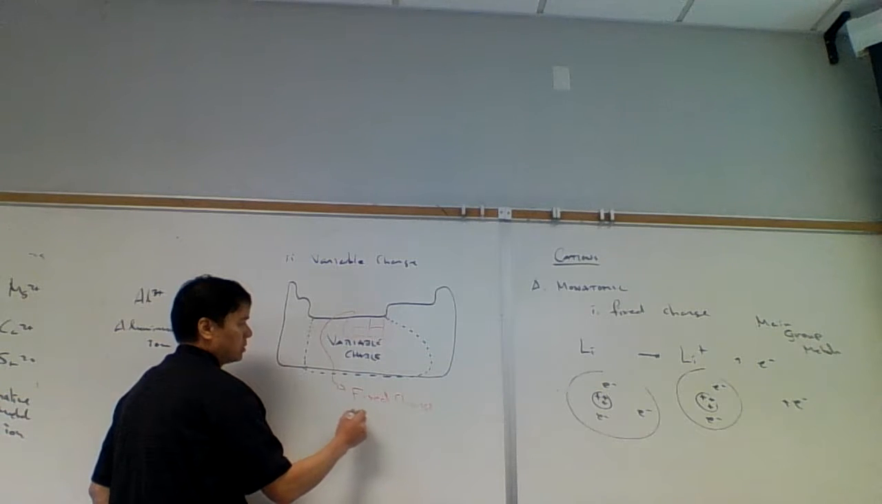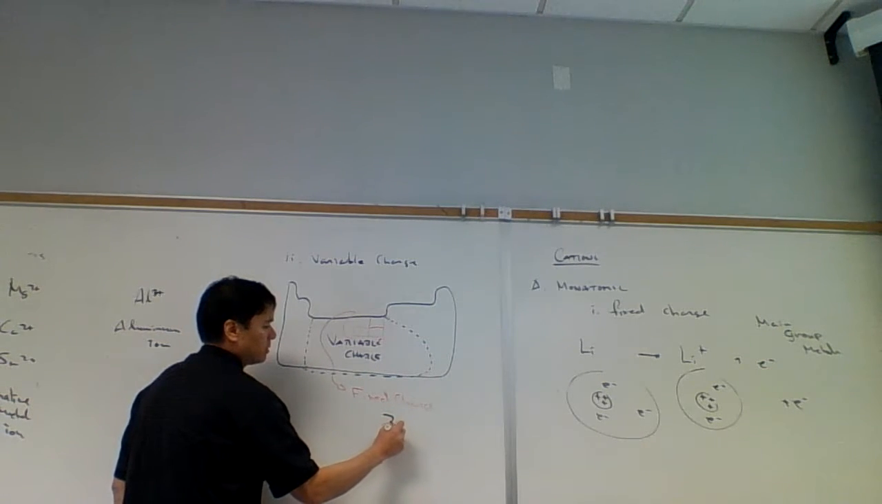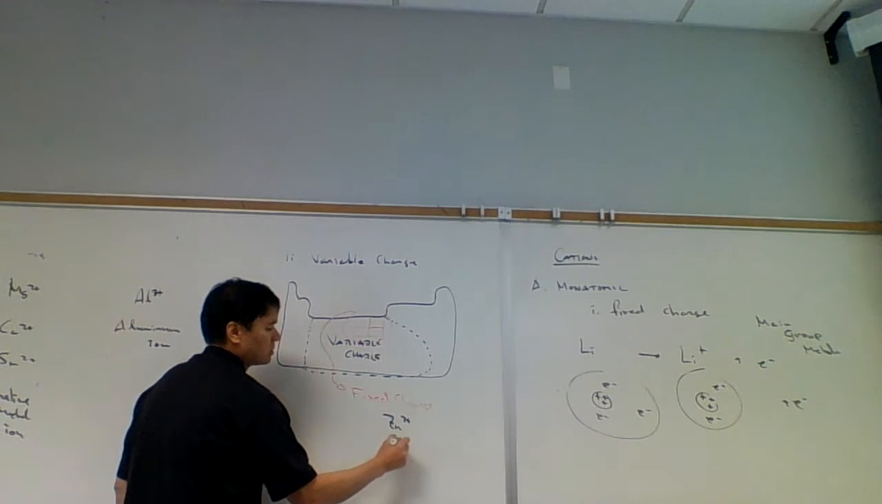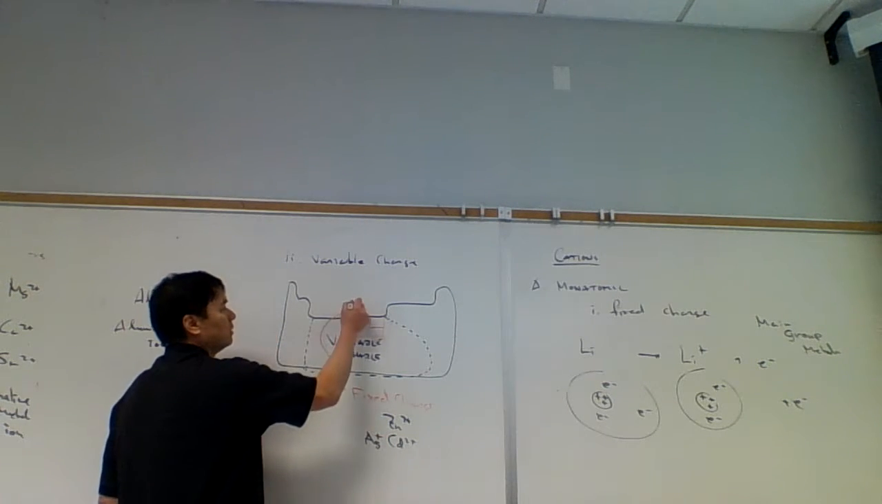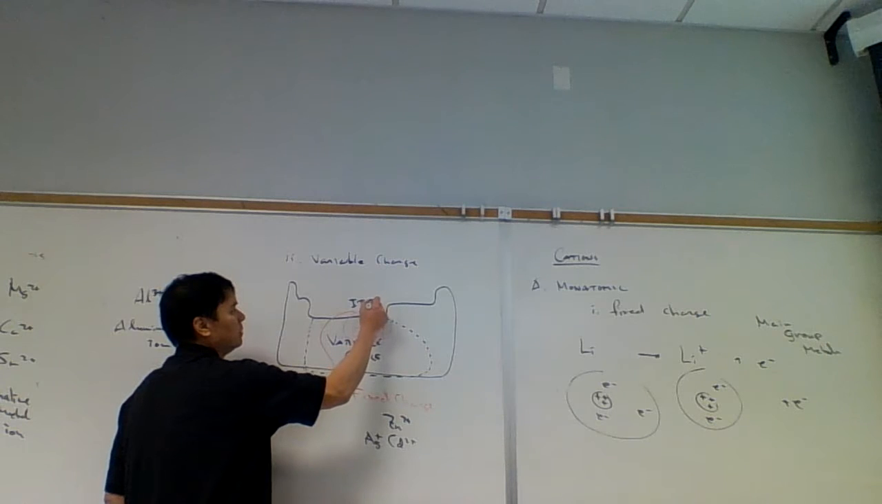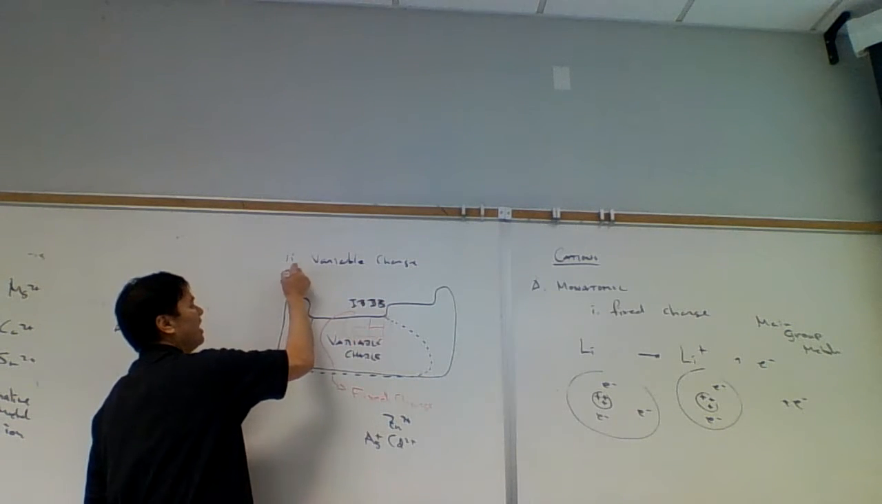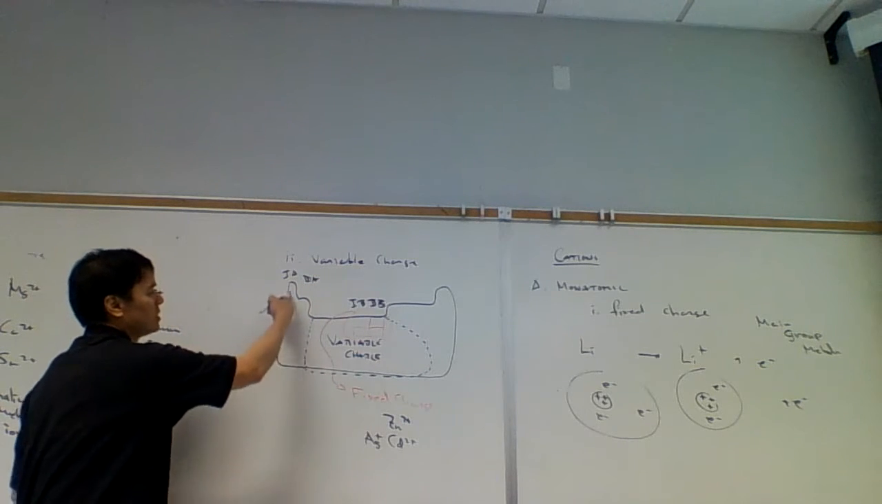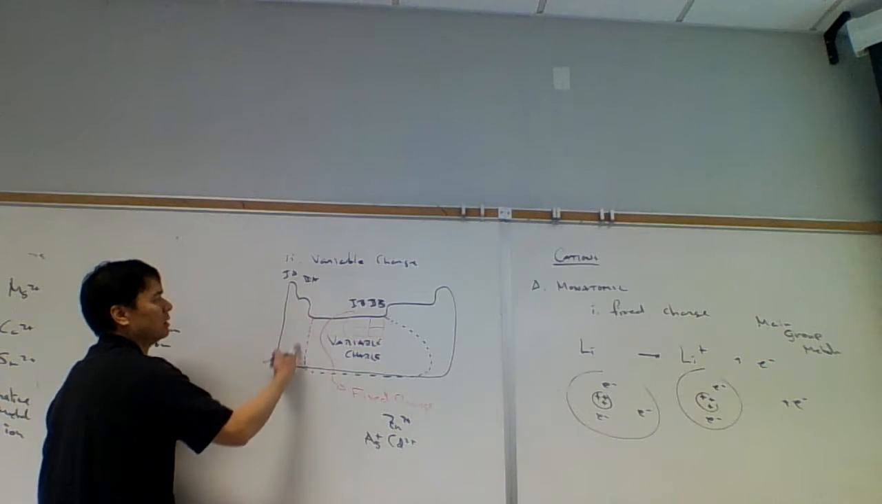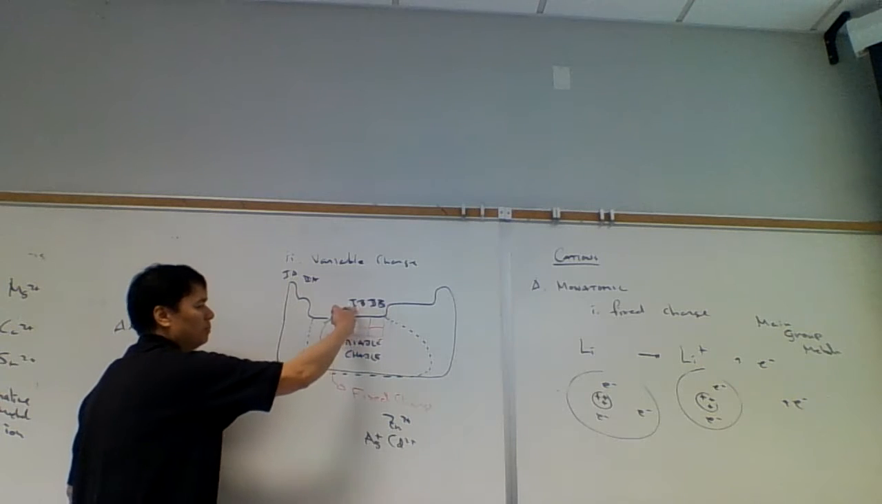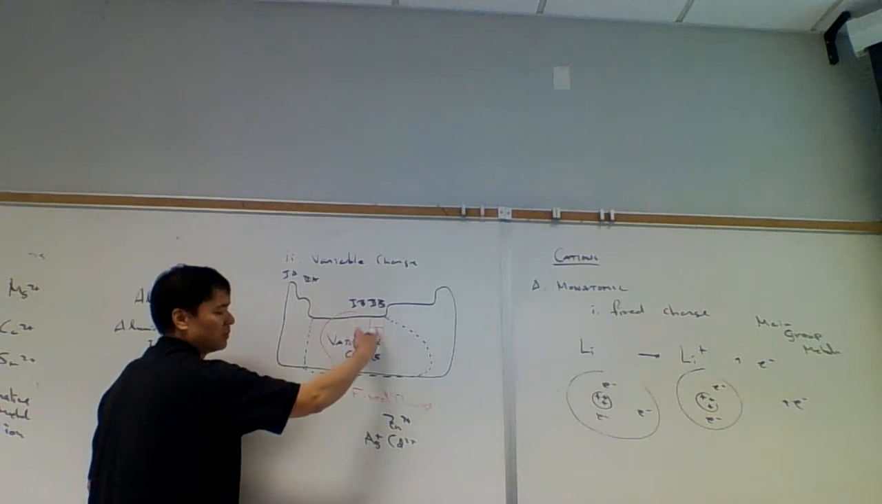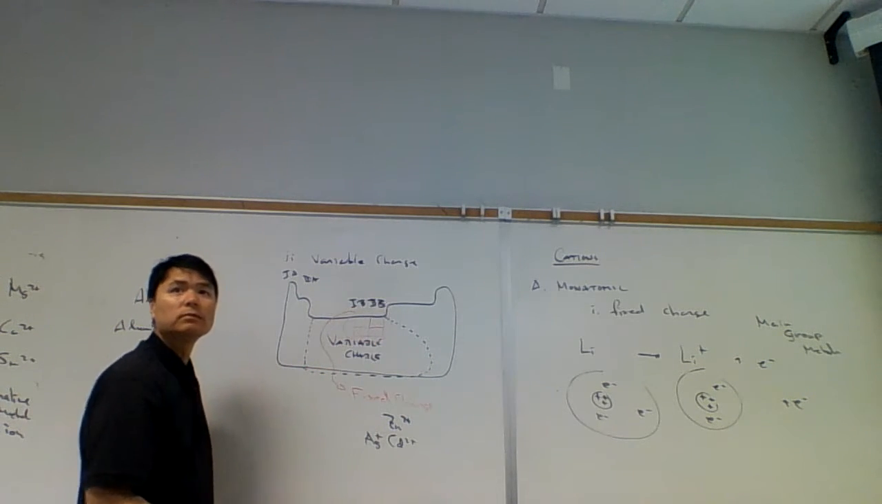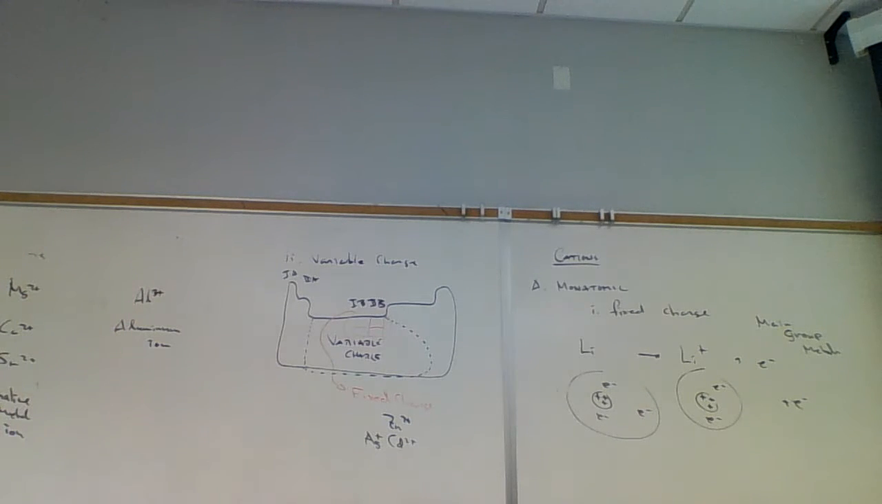So fixed charge, we got zinc, which is always 2+. We have cadmium, which is always 2+, and we have silver, which is always +1. These are called the 1B group and the 2B group. This is called the 1A group and the 2A group. So the 1A always has +1, the 2A always has +2. Now the 1B should be +1 and the 2B should be +2 on the periodic table.